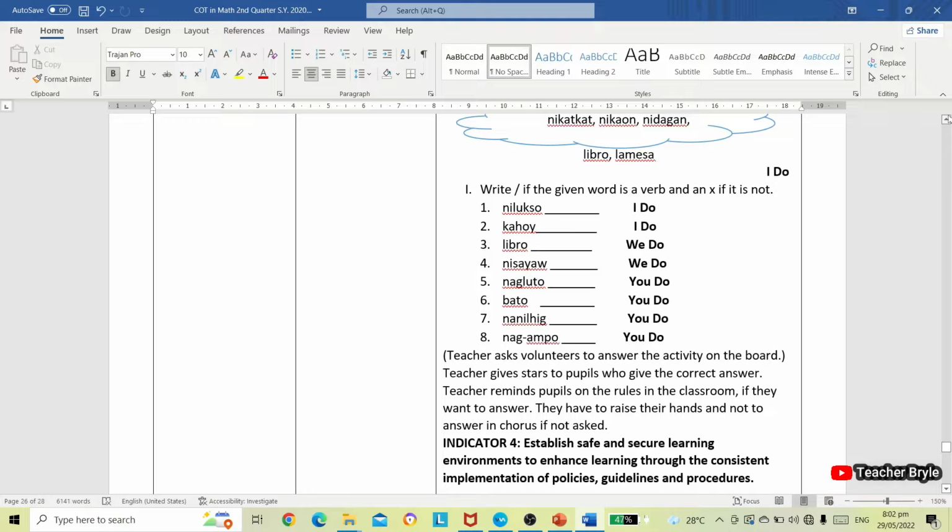Teacher reminds pupils of the rules in the classroom. If they want to answer, they have to raise their hands and not answer in chorus if not asked. And we targeted Indicator 4. Establish safe and secure learning environments to enhance learning through the consistent implementation of policies, guidelines, and procedures.